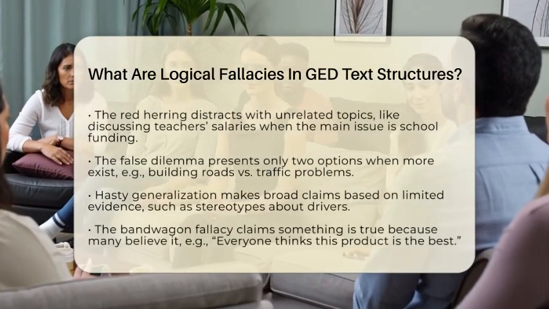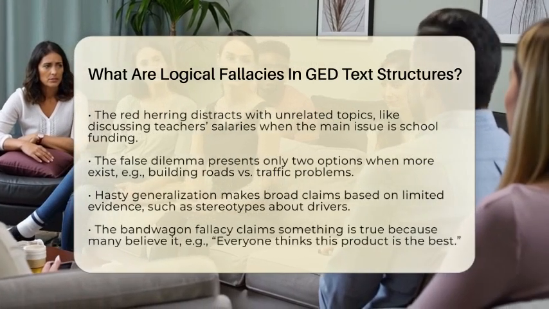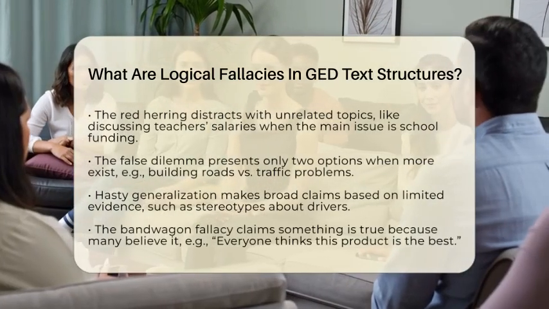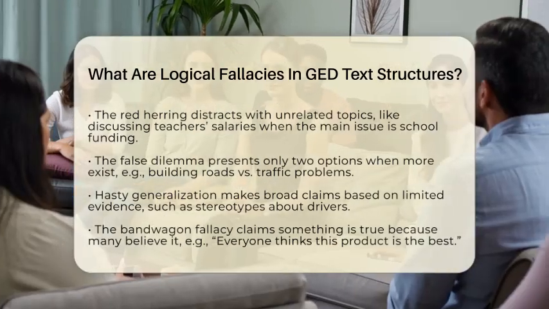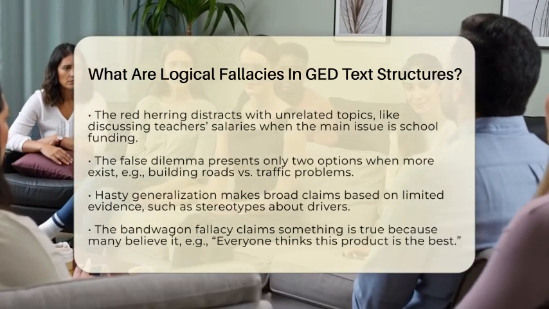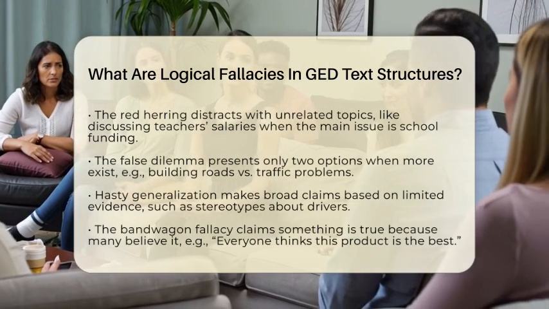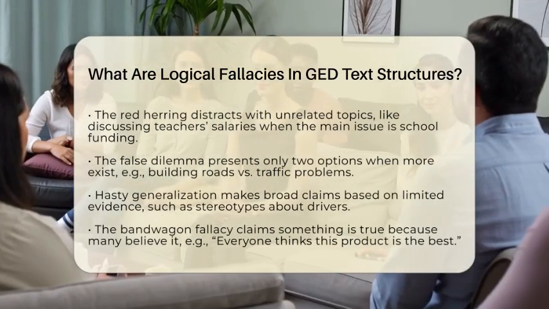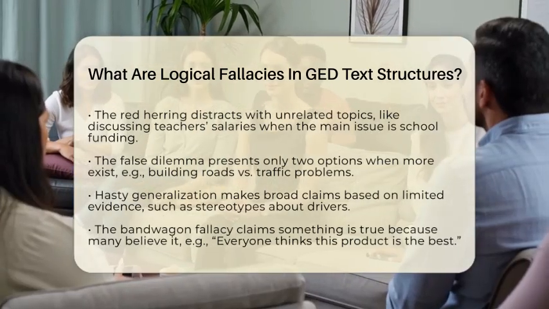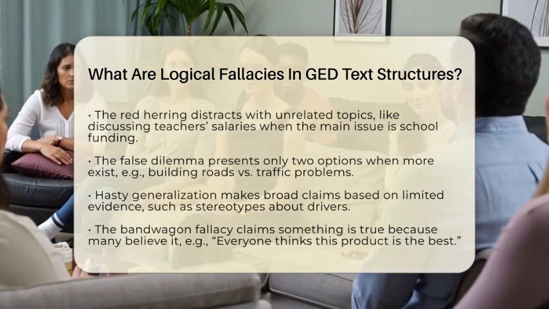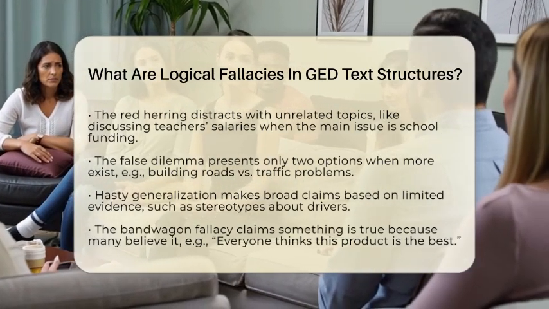One common fallacy is the circular argument. This is when the writer repeats the same idea without proving it. For instance, "Coal should be banned because it is polluting" just restates the claim without giving proof. Another is the red herring, where the author distracts you with an unrelated topic, like talking about teachers' salaries when the main issue is about school funding.